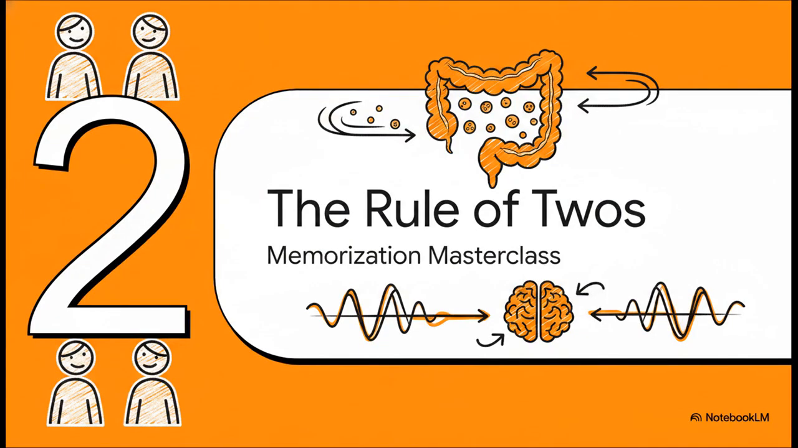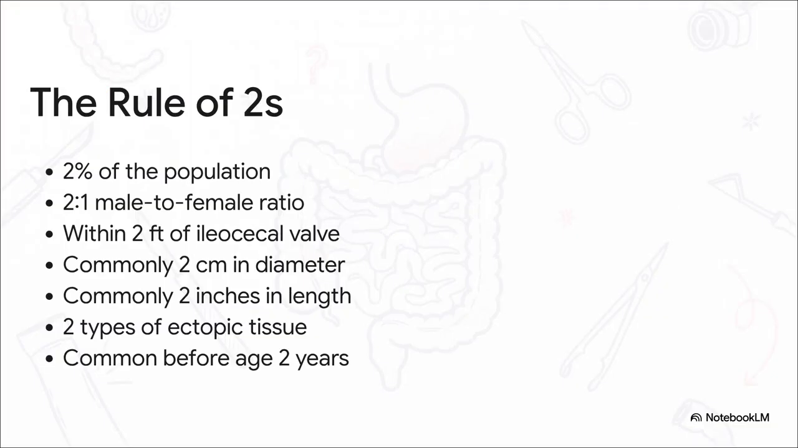Moving right along to Section 2, the Rule of Twos, a memorization masterclass. Now, trying to track down a tiny, rogue piece of tissue hiding inside the small intestine? Yeah, that's a massive challenge. But thankfully, this condition follows a really eerie statistical pattern. It paints this brilliant picture of our patient, famously known as the Rule of Twos. Let's run through these real quick.